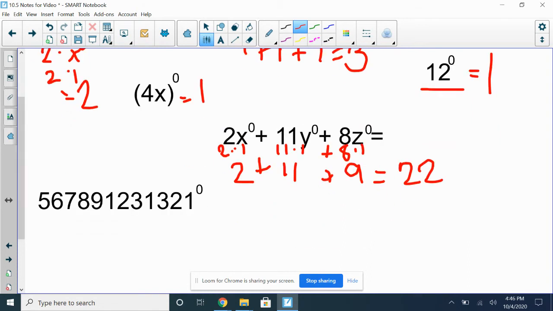And then, again, I just like to emphasize it does not matter what that number is. I've put it to the power of 0. Anything to the power of 0 is just 1.